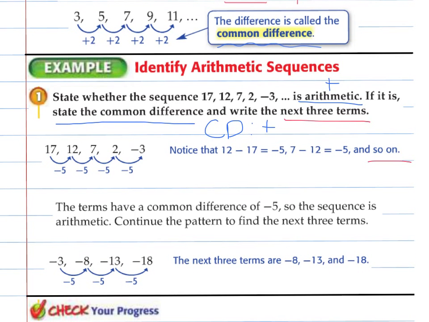Negative 3 minus 5 would be negative 8. Negative 8 minus 5 would be negative 13. And negative 13 minus 5 would be negative 18. And then the pattern would continue, but in this case we were only asked to find the next 3 terms.